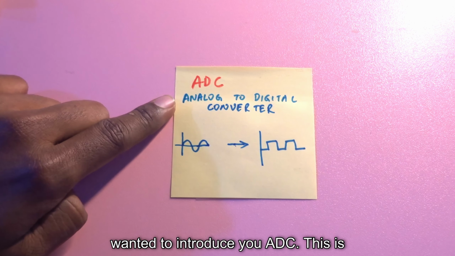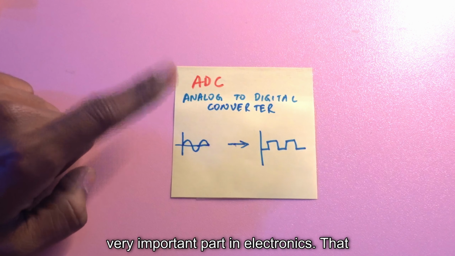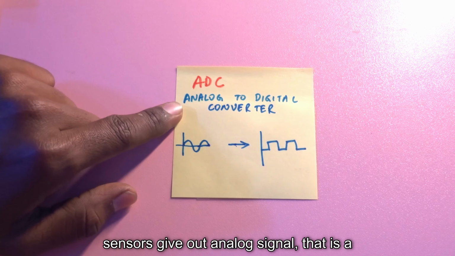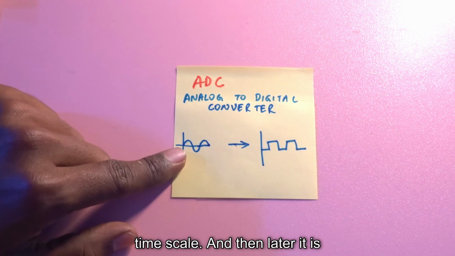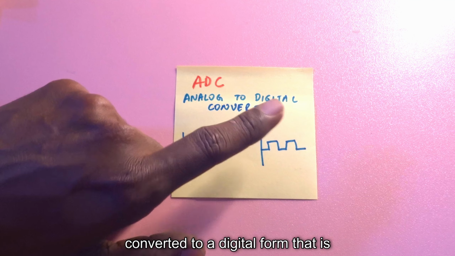This is the analog to digital converter. This is a very important part in electronics. If you go into the basics, all the sensors give out an analog signal. That is, a signal which is continuously varying in time scale. And then later, it is converted to a digital form. That is either 1 or 0.